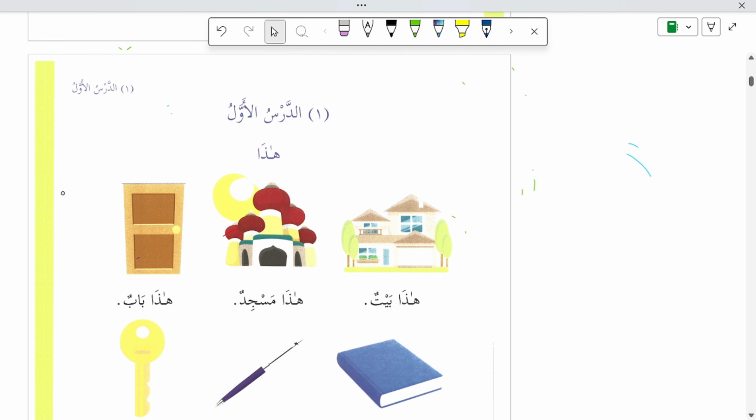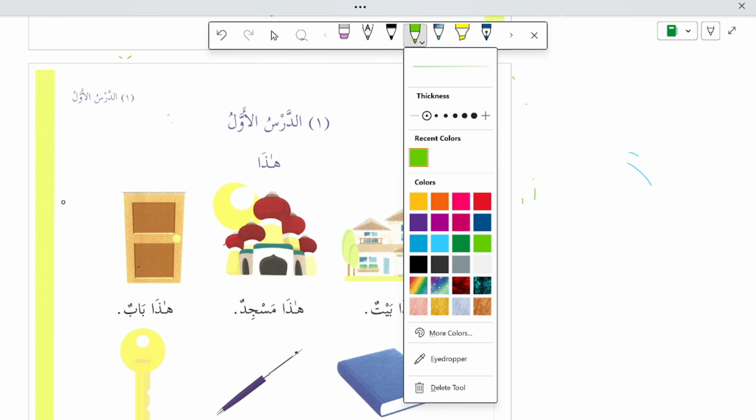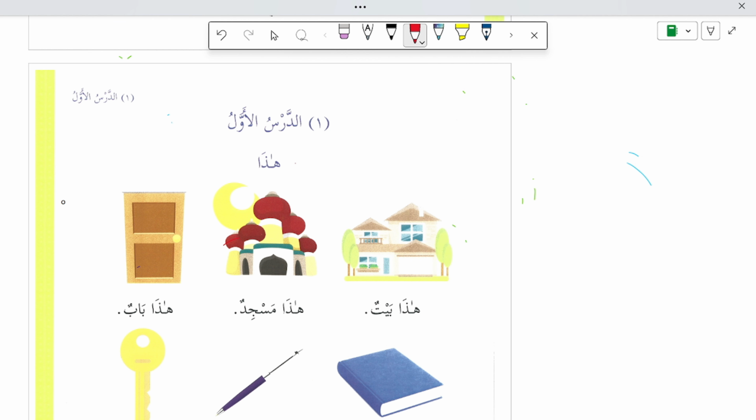This is our first lesson. It is Duroos Al-Awwal, and the topic is the use of haza. The meaning of this word in English is "this." So the author is starting from the very basics. Okay, the first example is haza baytun.